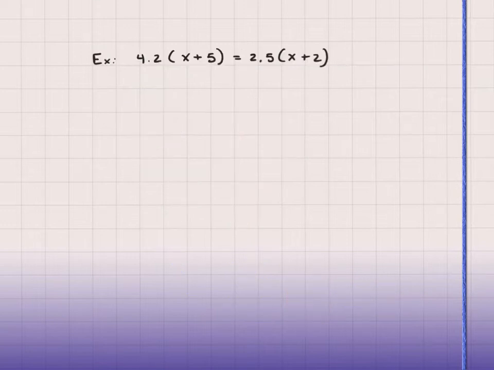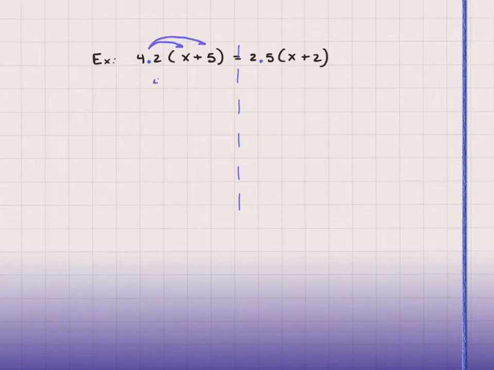Next example, boy, this looks tough because we've got this decimal value and this decimal value here. Okay, we can see we've got x's to the first power. Here's our equal sign right there. So let's work on the left-hand side first, and we will distribute. Get rid of these parentheses.